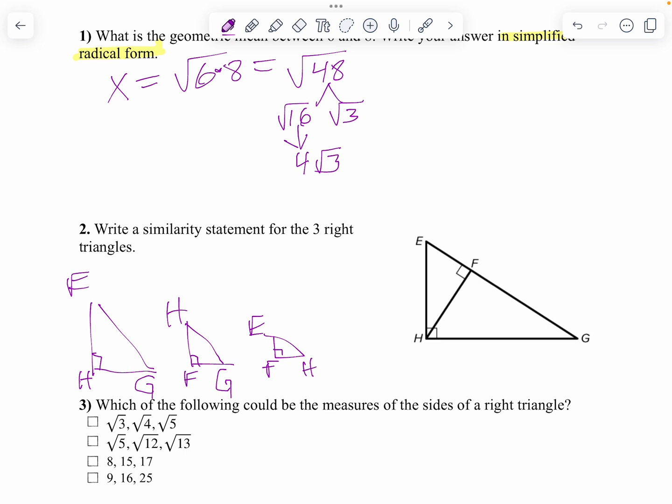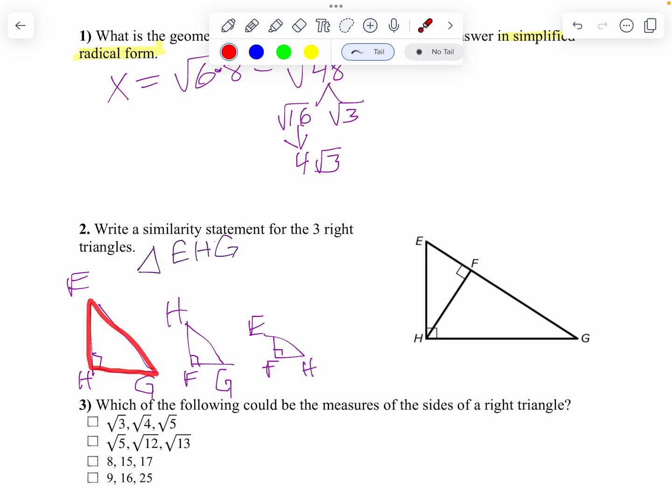Now let's list out the three triangles we see. And I'm going to say triangle. Doesn't matter how I start it. I like EHG. EHG. When we go EHG, we have to go in that same order. So it goes HFG. And then EFH.